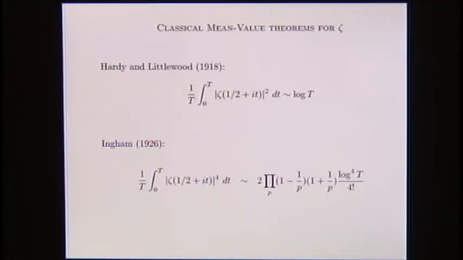So the classical mean value theorems, you have this result of Hardy and Littlewood that the mean square is sort of log t, and for the mean fourth power, you get a log to the fourth. You can see this sort of k squared. This is a 2kth moment where k is 2. 2 squared is 4. So this 4 is a 2 times 2, and this 4 is a 2 squared. Okay, and there's an arithmetic factor there, and there's this 2 here.